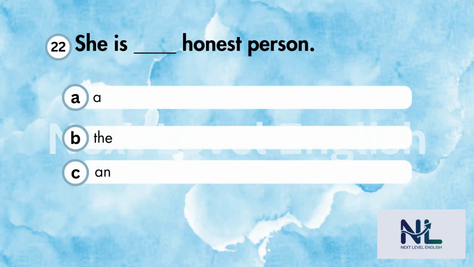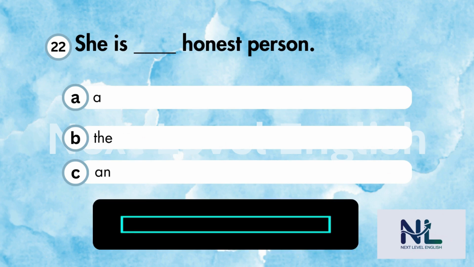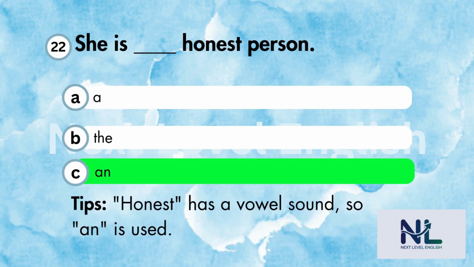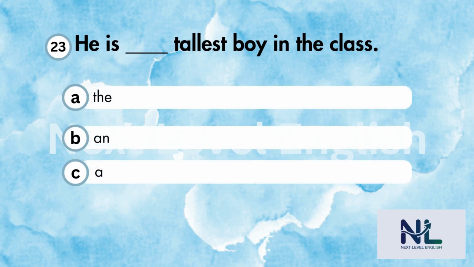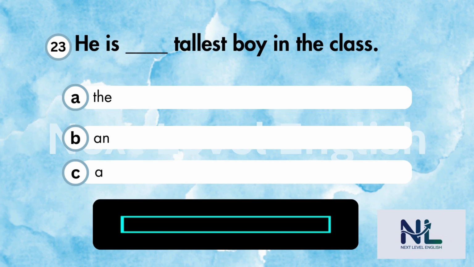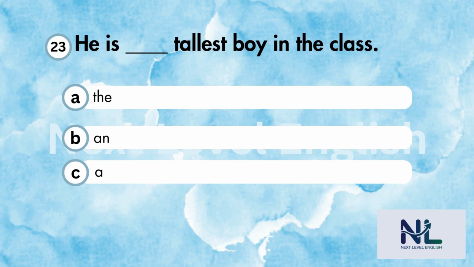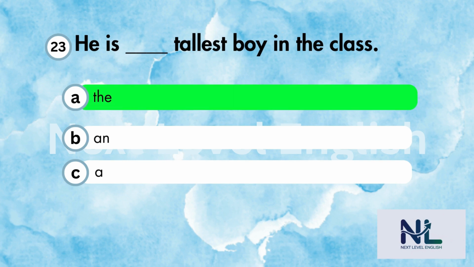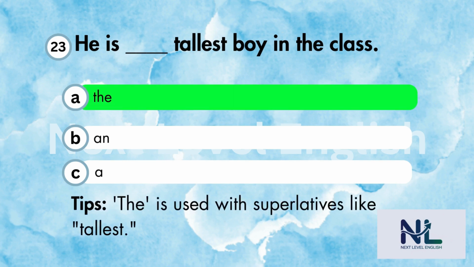22. She is an honest person. An. Tips: honest has a vowel sound, so "an" is used. 23. He is the tallest boy in the class. The. Tips: "the" is used with superlatives like tallest.